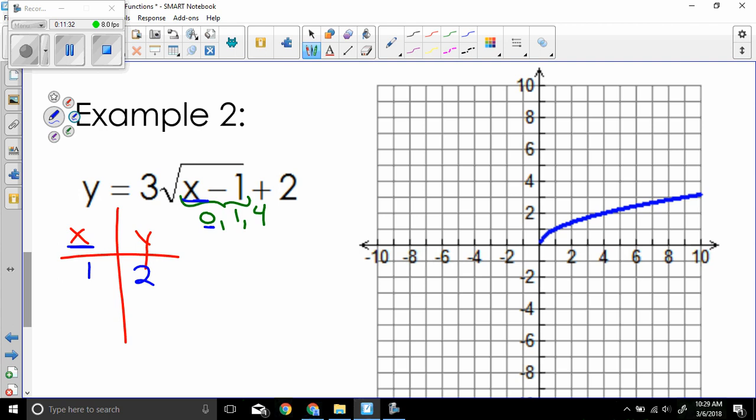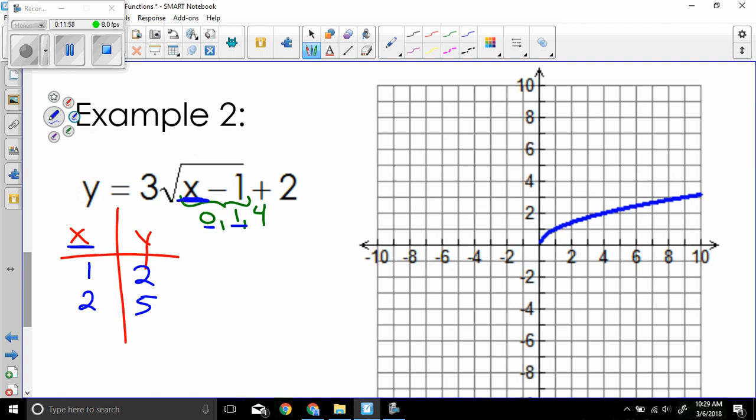Next value. What do I plug in for x right here so that I can get a 1? Well, I need something minus 1 equals 1. That's 2: 2 minus 1 is 1. The square root of 1 is 1, times 3 is 3, and 3 plus 2 is 5. Again, pause the video, go back, and listen to what I'm saying. Okay, try the next one.